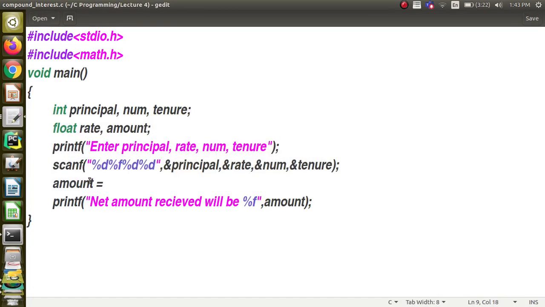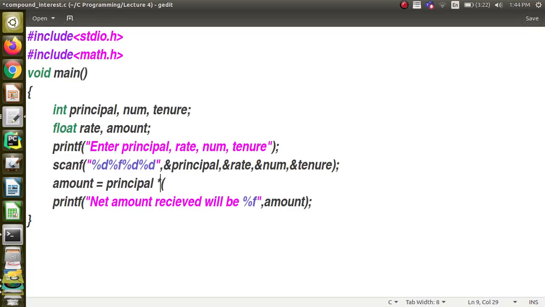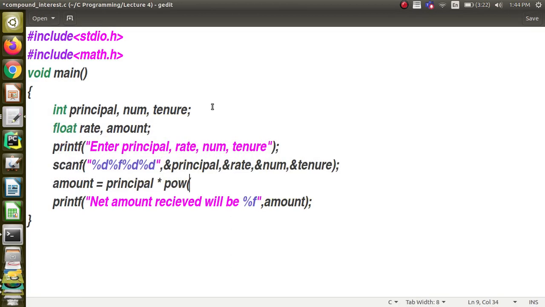What does the formula say? You have to multiply the principal by this particular entire thing. Okay, so principal into, I have to use the pow function. The first argument of the pow function is 1 plus r by n. So you have to say 1 plus r, where r is rate here, and I have to divide it by 100 also, because rate of interest will be in percentage, and when I am including it in the formula I have to divide it by 100. Okay, that is very important.